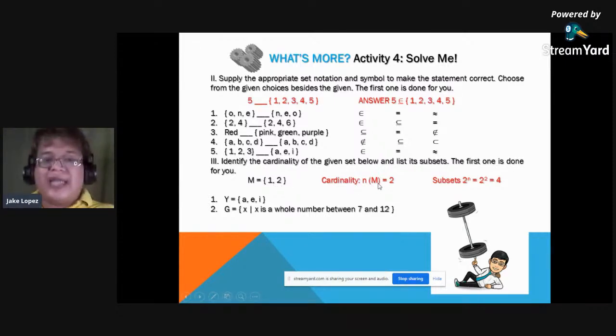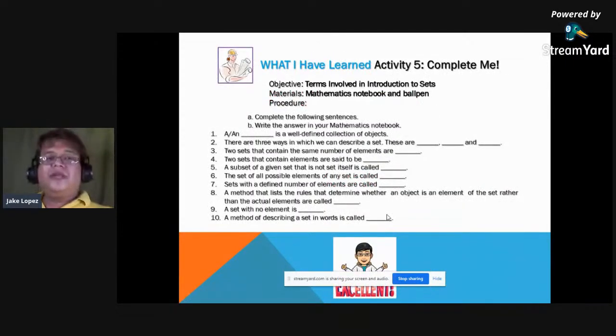Cardinality of set M is equal to 2. And then subsets, 2 to the power of n is equal to 2 to the power of 2, meaning 4, kasi kanyang, dalawa ang kanyang number of elements. So, kung kaya nito. Okay? Yan. And then, ito yung ating final activity, activity number 5.